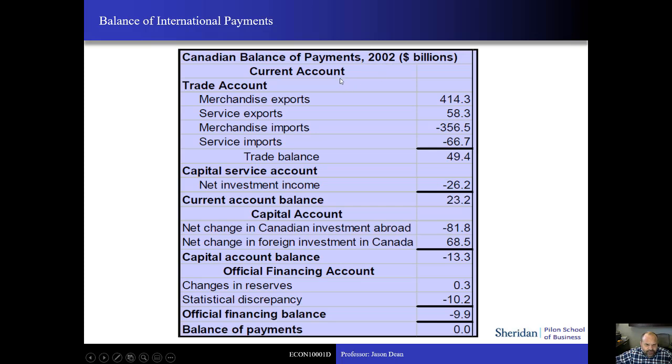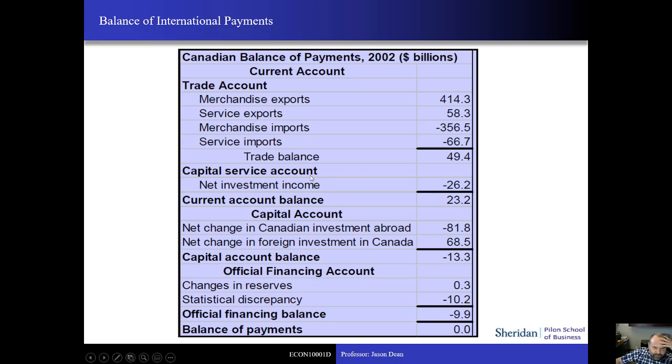So there are two components, the current account and the capital account. The current account contains transactions related to trade. Here we're looking at merchandise exports, service exports, and then merchandise and service imports. And so we subtract off the imports and we're adding the exports. So think of money that's coming in, we have a plus sign. Money that's leaving, we have a negative sign. So the overall trade balance in 2002 was 49.4. So in this case, we've sold more to the rest of the world than we bought from the rest of the world.